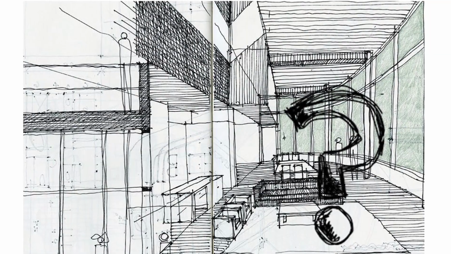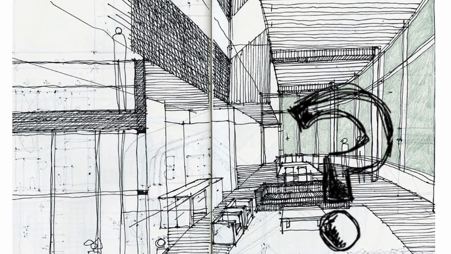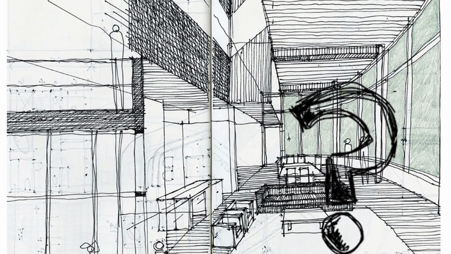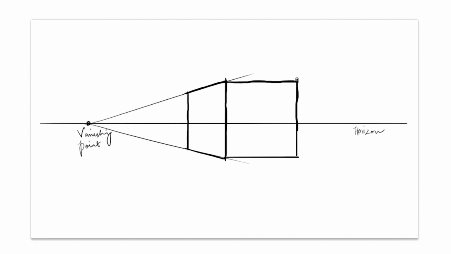For example, you can use perspective sketches to identify areas of the building that need to be revised or to explore different design options. To draw in perspective, start by drawing a horizon line and a vanishing point, and then use lines to indicate the height, width, and depth of the building. So there are three types of perspective used in architectural sketching.